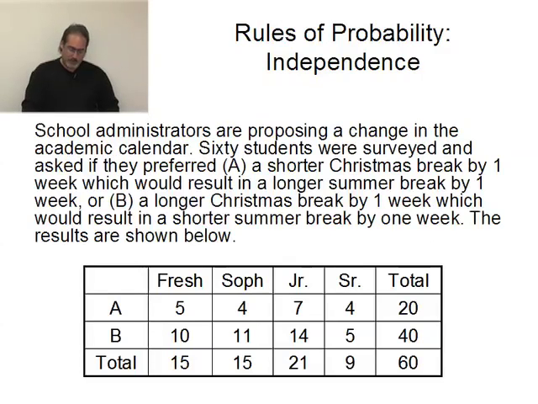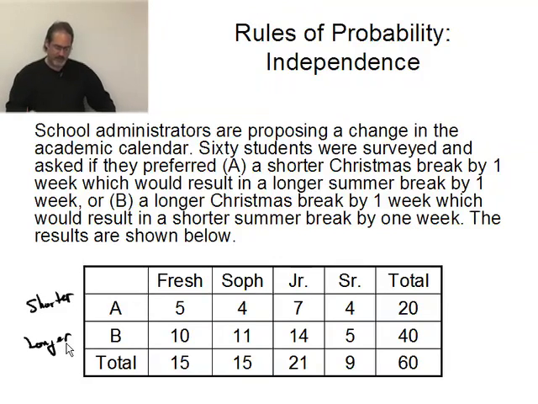Okay, let's take a look at another example. School administrators are proposing a change in the academic calendar. 60 students were surveyed, and they were asked if they preferred A, a shorter Christmas break by 1 week, which would result in a longer summer break by 1 week, or B, a longer Christmas break by 1 week, which would result in a shorter summer break by 1 week. The results are shown below. So, event A is the shorter Christmas break, and event B is the longer Christmas break. And then we broke this down by freshmen, sophomores, juniors, and seniors.